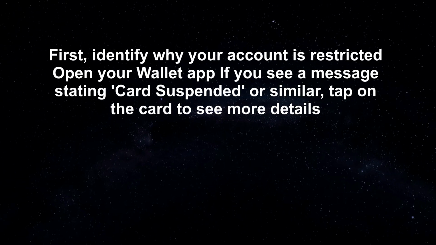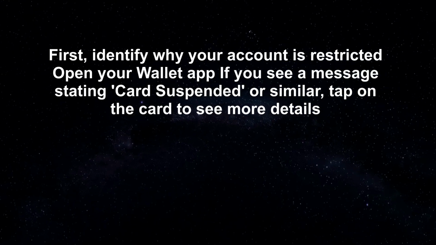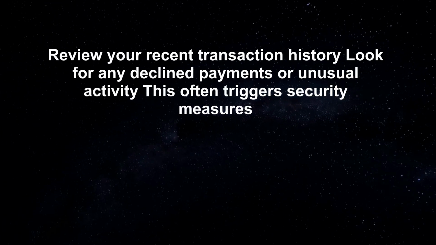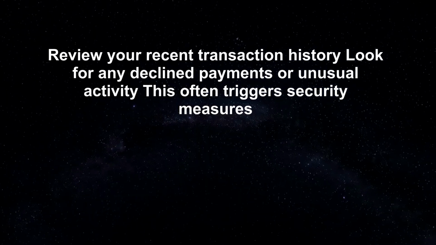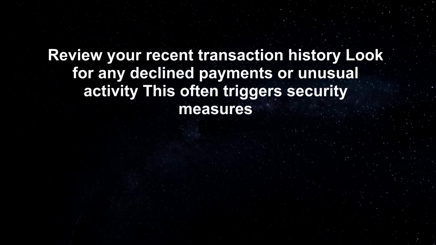Open your Wallet app. If you see a message stating card suspended or similar, tap on the card to see more details. Review your recent transaction history. Look for any declined payments or unusual activity. This often triggers security measures.